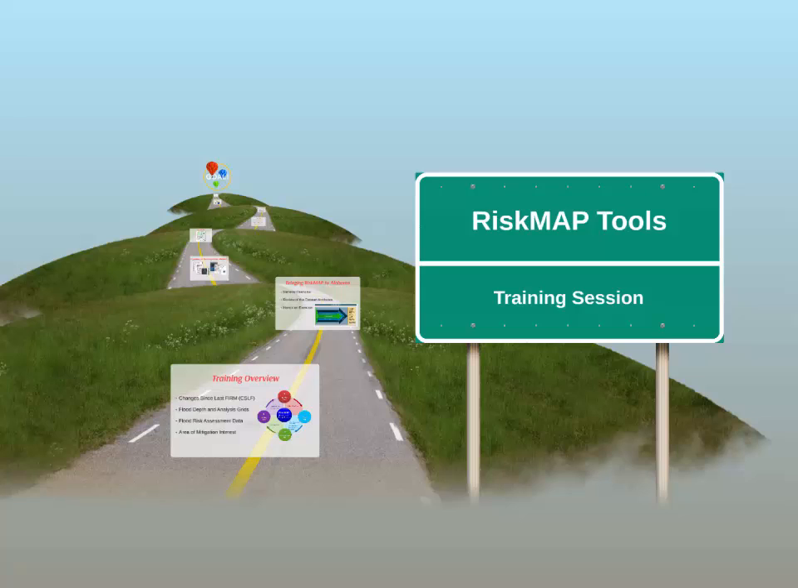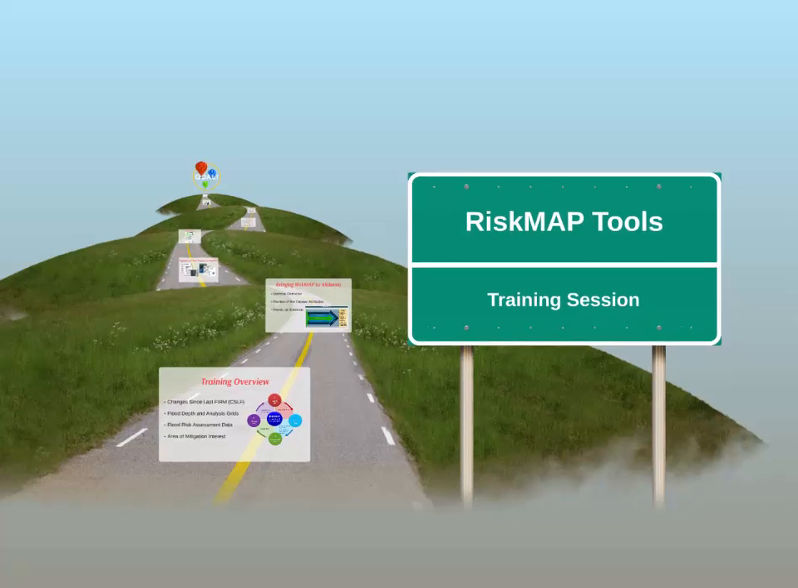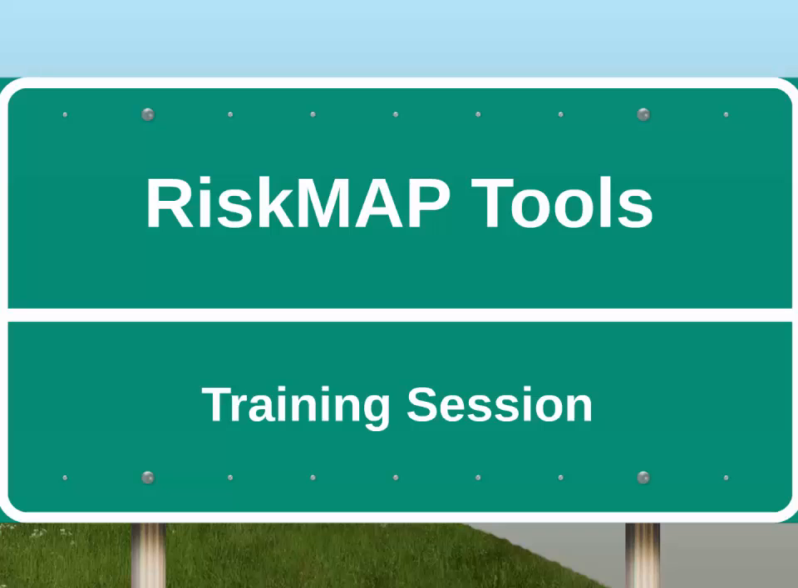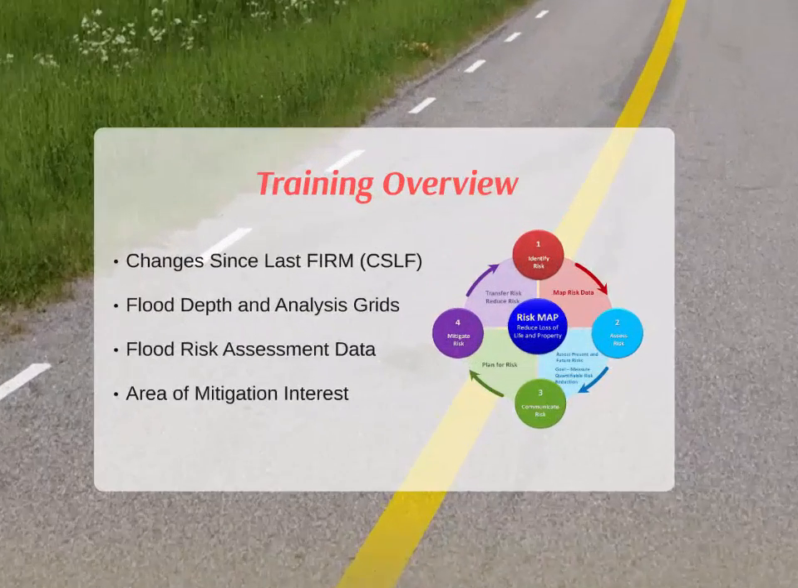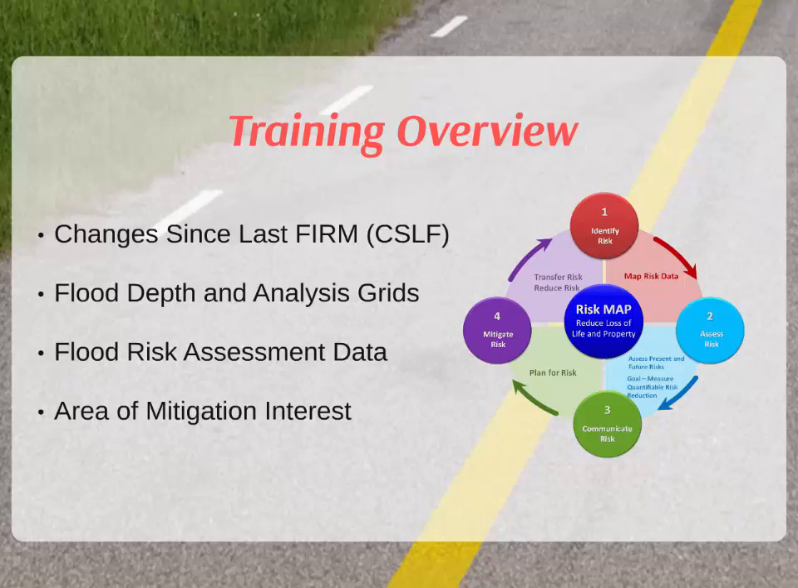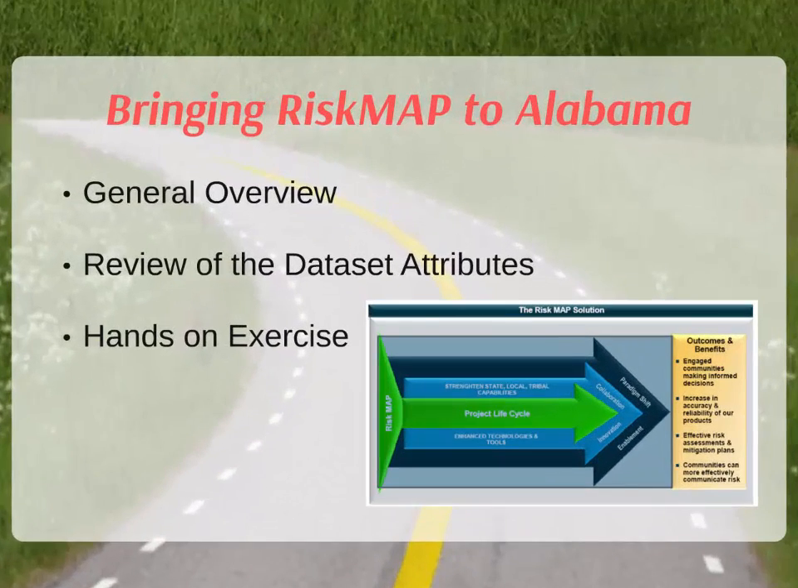In early 2016, Amec Foster Wheeler was tasked by ADECA's Office of Water Resources with conducting a training on FEMA's RiskMAP tools. The training consisted of overviews of both regulatory and non-regulatory RiskMAP products, as well as in-depth looks at changes since last FERM, flood depth and analysis grids, flood risk assessment data, and area of mitigation interest data sets. Each dataset training included a general overview and review of the dataset attributes, as well as a hands-on exercise.